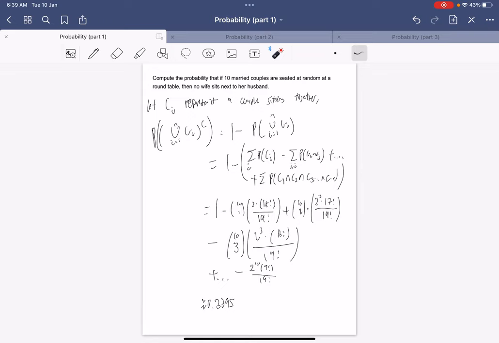Now, let's take a look at an example to apply our inclusion and exclusion principle for probabilities. Say you want to compute the probability that 10 married couples are seated randomly on a round table such that no wife sits beside a husband. We can represent each event that a couple sits together as Ci. Then really, you want to take the union of Ci and its complement. The union of Ci will be all the couples sit together, and the complement will be none of them sit together.